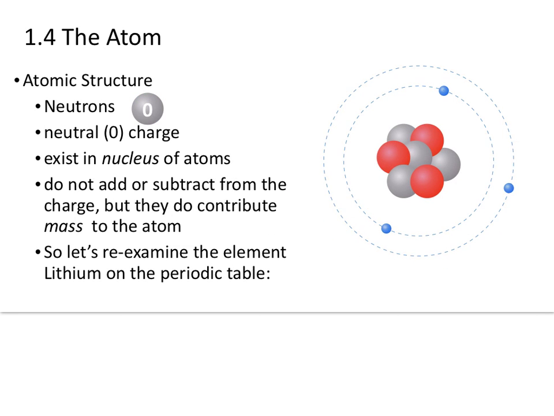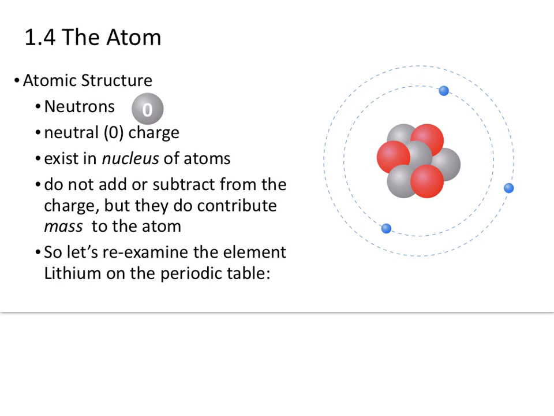Which brings us to our third particle inside the atom, and that is the neutron. Neutrons have no charge, or in fact we say it's a neutral charge. Like in a war, if you're a neutral country, that means you're not on either side. Neutrons have no charge. They do have mass. In fact, they've got very similar to the same mass that protons have.